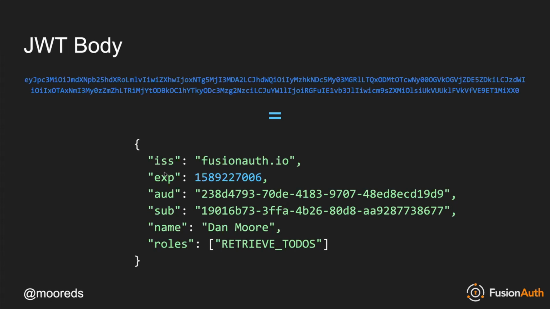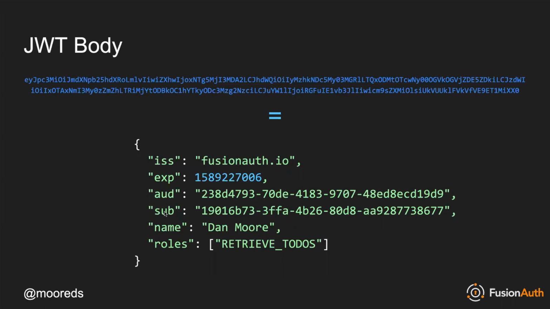So the first 4 here, ISS, EXP, AUD, and SUB, are all standard claims. And I'm going to kind of walk through them. So ISS is the issuer. So that is the entity that created this JWT. So in this particular case, it's identified by a domain name, but it could be identified by an ID or a UUID or a random string. You don't really care. But what's important is that both the producer and the consumer of this JSON Web Token agree on what valid values are.